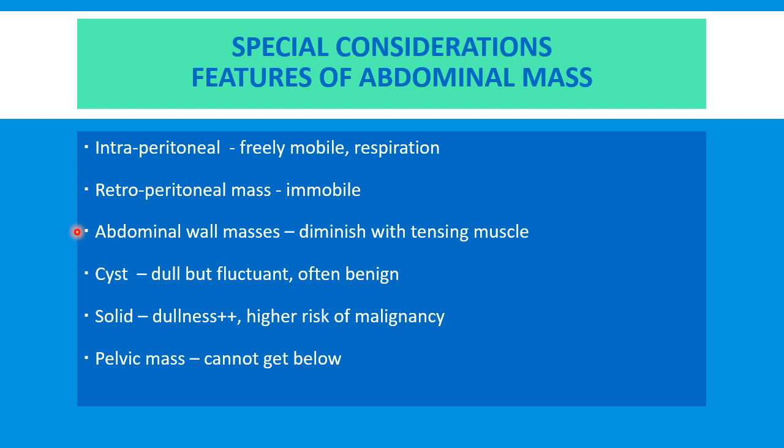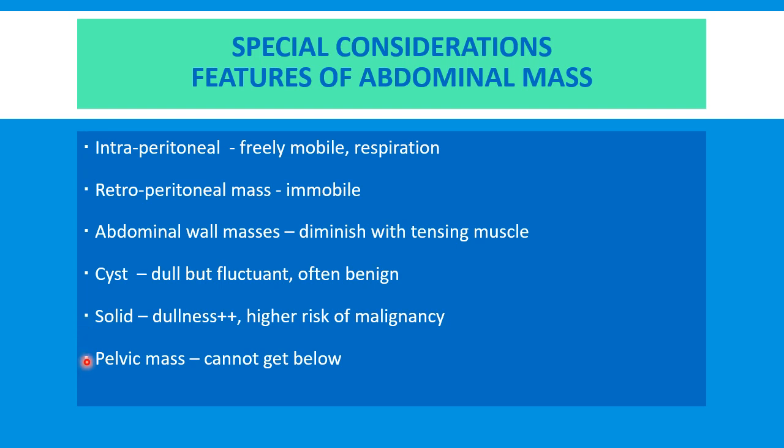Next, we come to the abdominal wall masses. Masses arising from the anterior abdominal wall will diminish with tensing of the abdominal muscles. So ask the patient to tense his muscles and the lumps will become less prominent. And cysts versus solid, very important. Cysts are usually dull but fluctuant, often benign. Solids are usually dull on percussion and have a higher risk of malignancy.